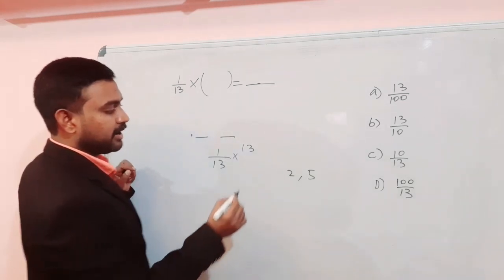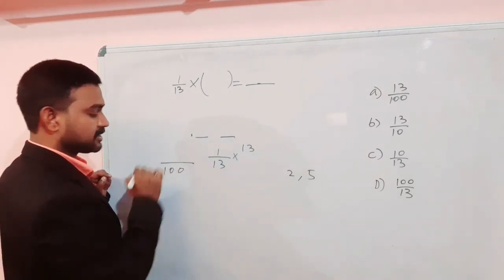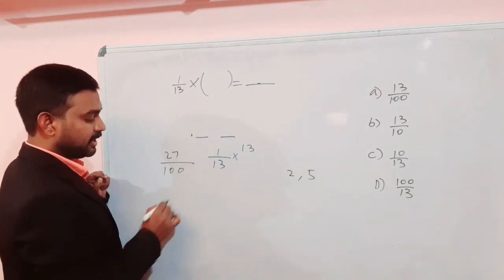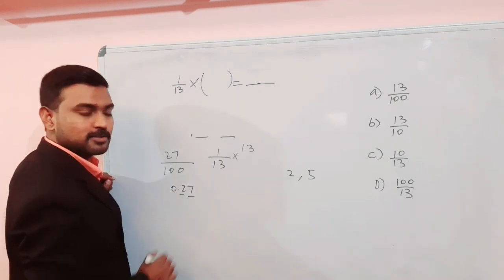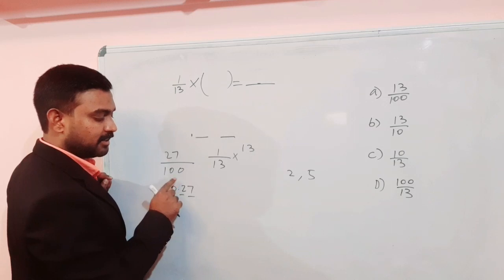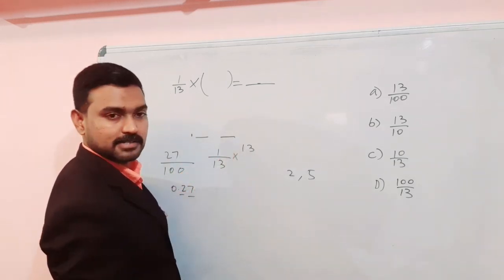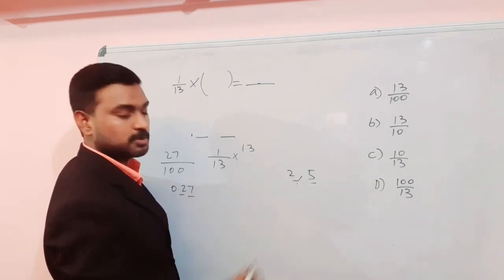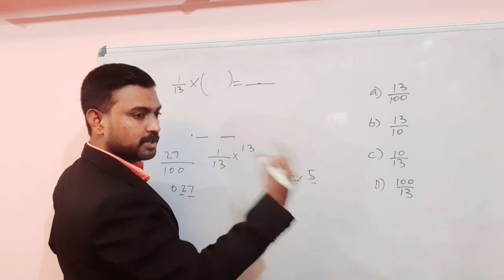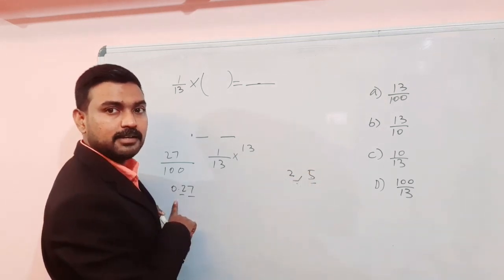And we require 2 decimal places, which means the number should be divided by 100. For example, 27 divided by 100 gives 0.27, so 2 digits are there. So 100 in the denominator is what makes it terminate after 2 decimal places. Or we know that the factors 2 and 5 should repeat 2 times. 2 into 5 is 10, and 2 times repeated means 10 into 10, 100. That's why I told you that 100 should be in the denominator.